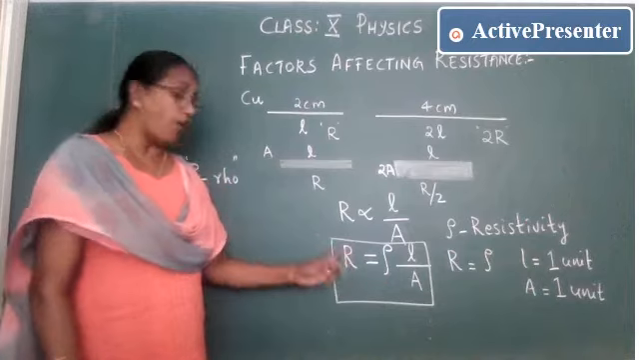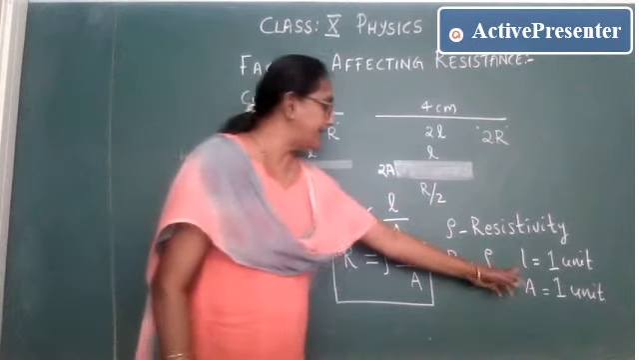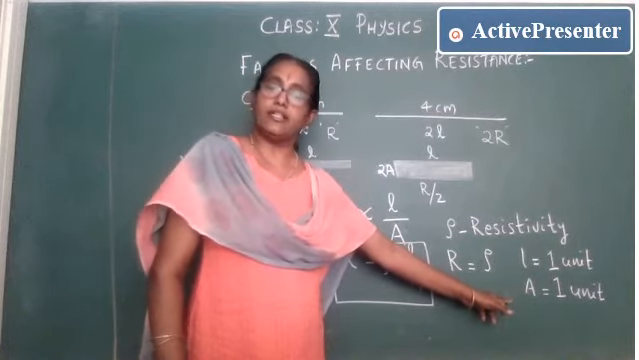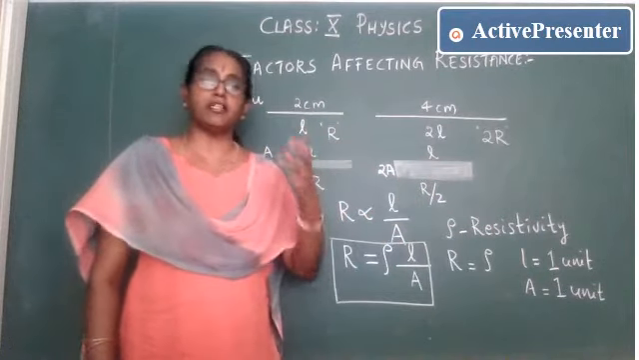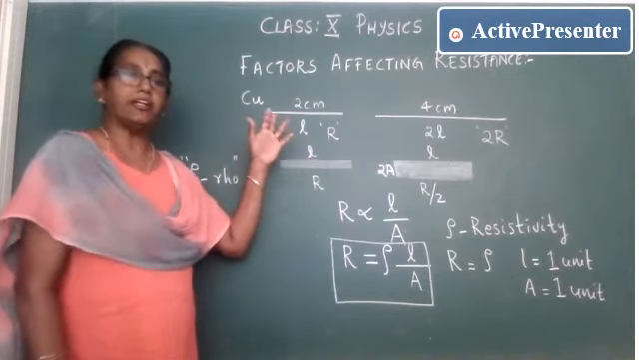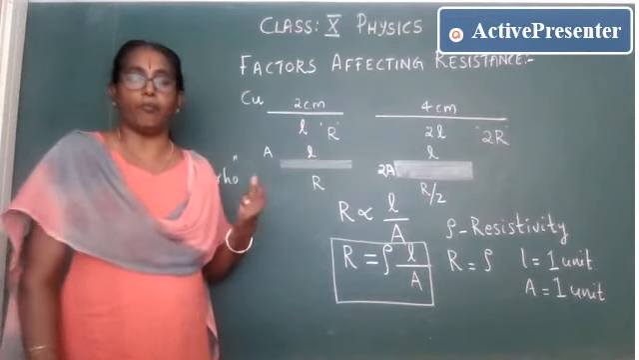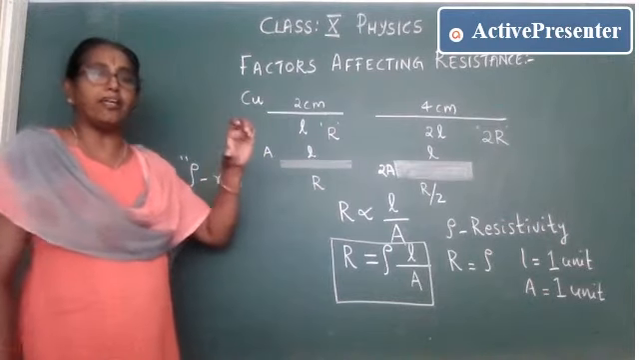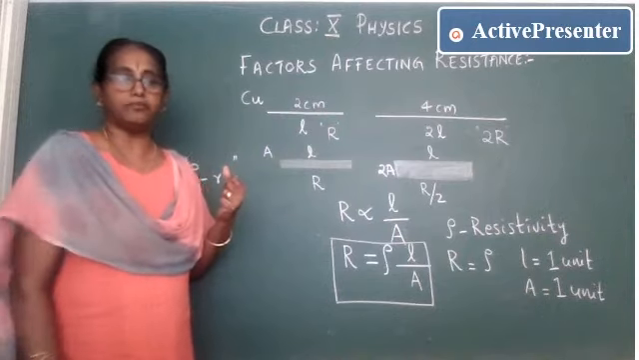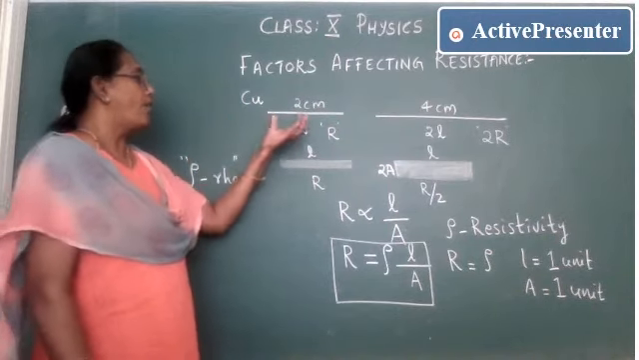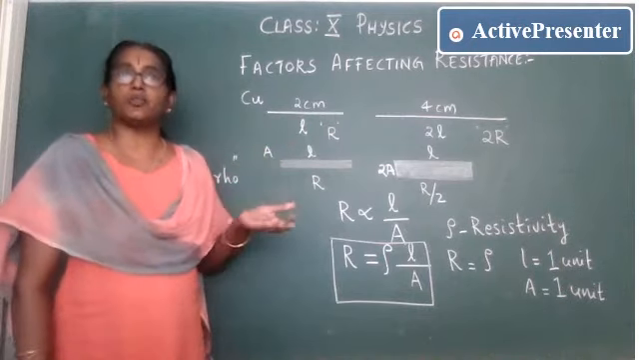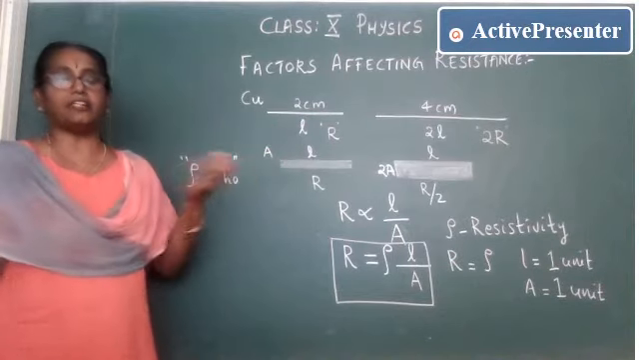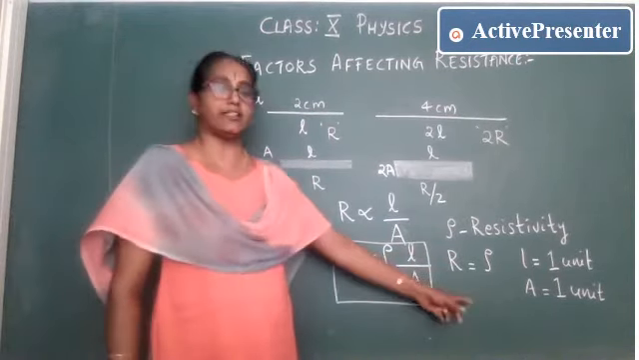Resistivity is the resistance offered by a material of unit length and unit area of cross section. Did you understand? If you take a 5 meter length of copper wire, we call it the resistance of the copper wire. But if we take 1 meter length and 1 meter square area of cross section, that is a unit dimension, or 1 centimeter length and 1 centimeter square area of cross section of that particular material, then how much resistance that unit dimension possesses is called its resistivity.